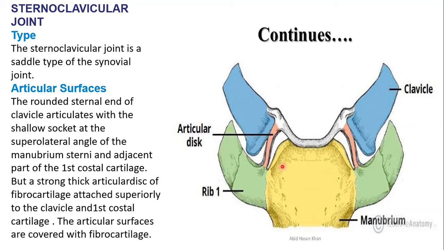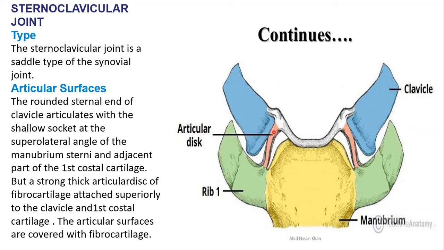Also you can see this is the first costal cartilage, this is the first rib, and this is the costal cartilage. The first costal cartilage also takes part in the formation of this joint, the adjacent part of the manubrium and the first costal cartilage, not the rib, the first costal cartilage. Now you can see this joint is divided by an articular disc.